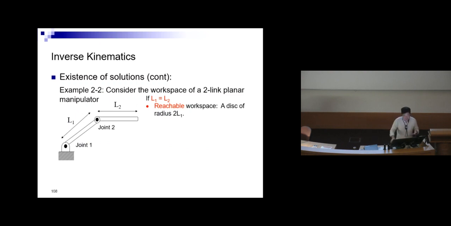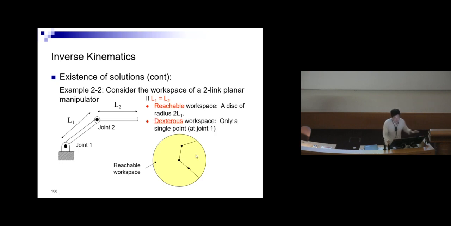So if I consider a workspace of the two-link planar manipulator that we have gone through earlier, you have this joint 1, joint 2, this is L1, L2. If L1 is equal to L2, your reachable workspace will be a disk of radius 2L. So this is your reachable workspace. The end point will be along this circumference. So this is a point that you can reach in various ways.